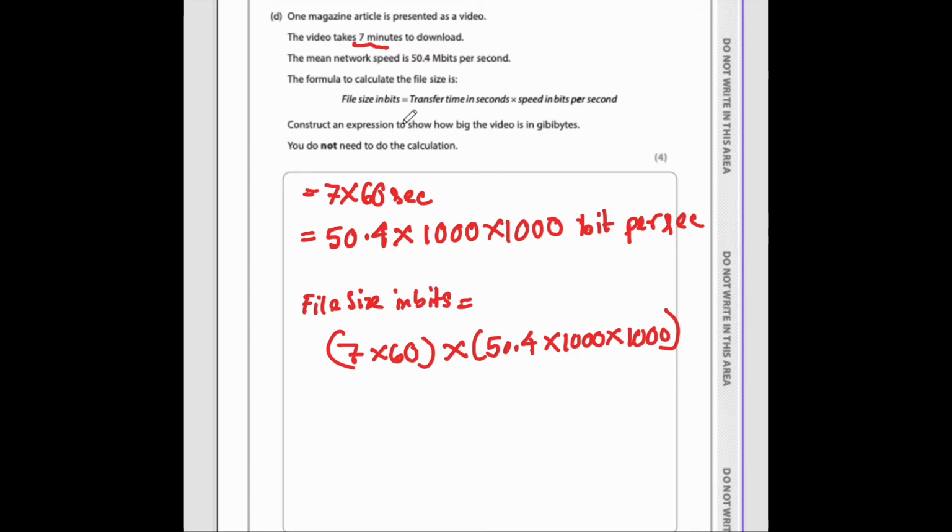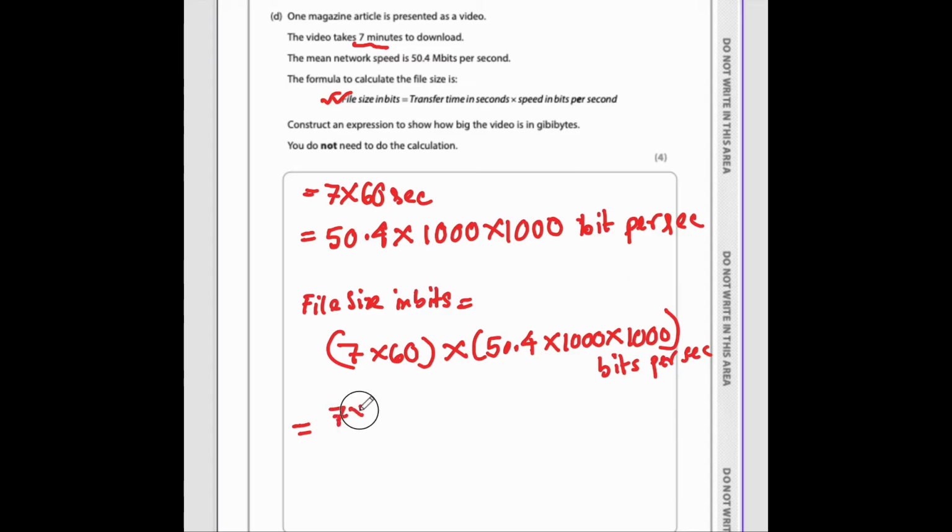We already completed the file size, but they are asking us to construct an expression to show how big the video is in GB byte. So we have to convert this to GB byte. What do we have to do? For GB, we all know it is 1024, right? Because this one is bits per second, we need to convert it to GB byte.